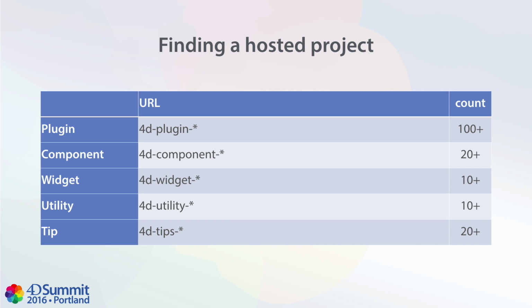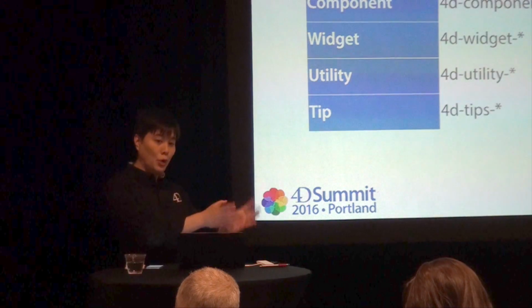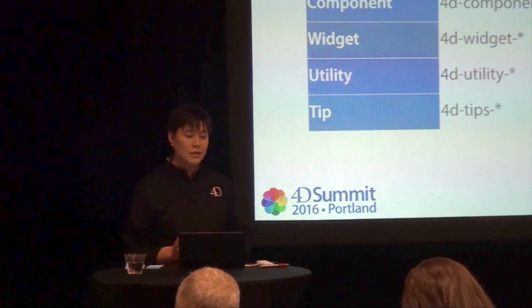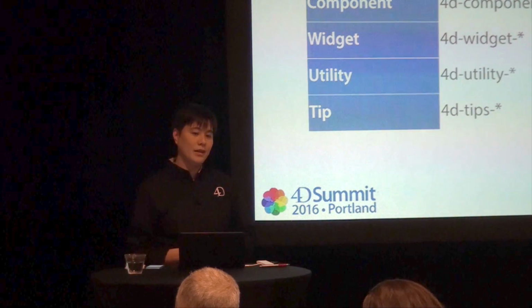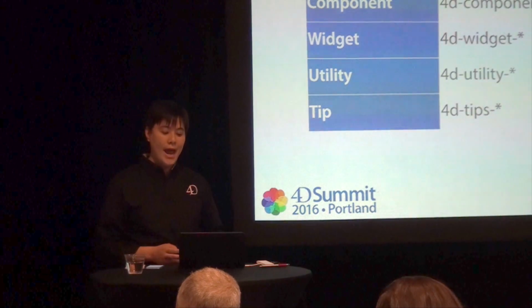I've been following some naming conventions on whatever I post on GitHub. So there are 5 large categories: plugins, components, widgets, and some other stuff. What's the difference between a plugin and a component? Both are generic modules that you can use in multiple projects. The difference is the language. Plugins are written in C, and they're compiled. A component is written in 4D language.